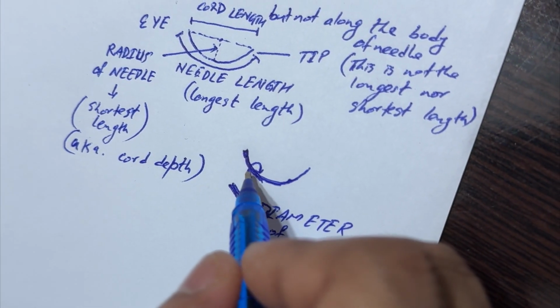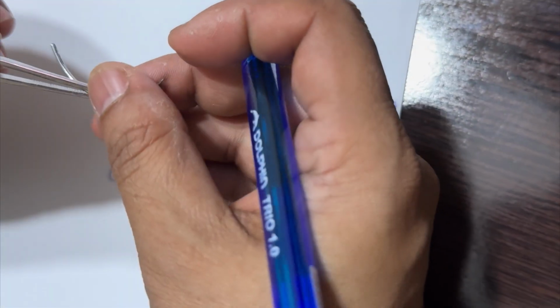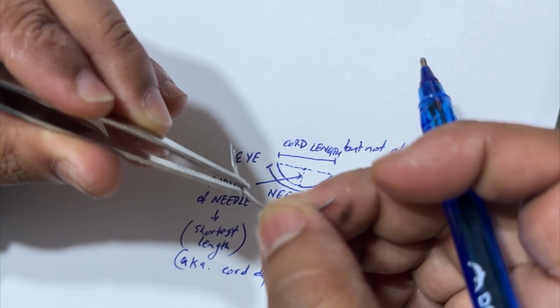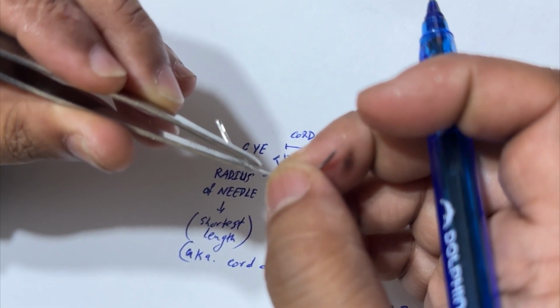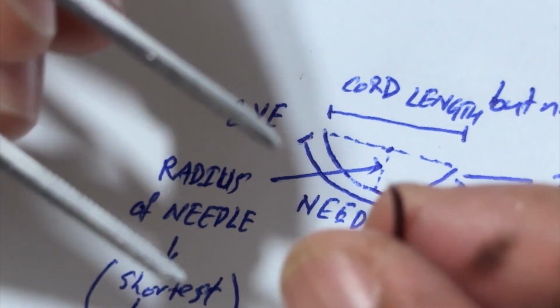Okay, so this is the diameter of the needle, or in other words you can say this is the thickness of the needle. Now look here, can you see this? I am holding this needle here, so this portion, this much, is the thickness of the needle, right? So this is the diameter of the needle. Can you look here, from one gap to the other? That is the diameter of the needle.